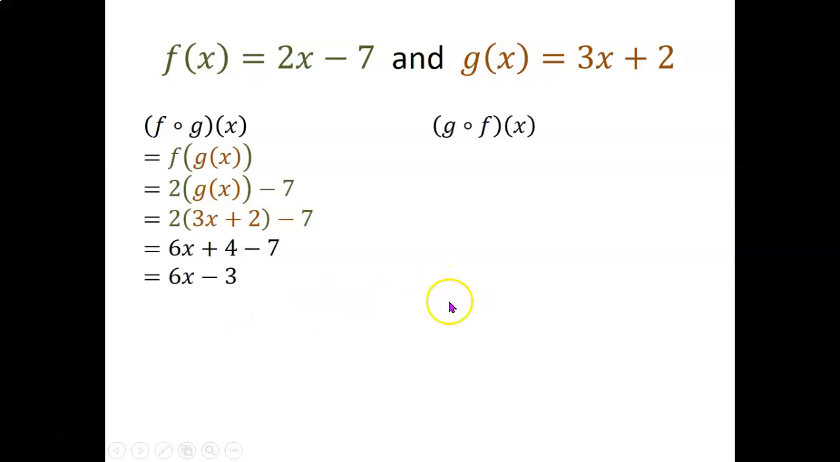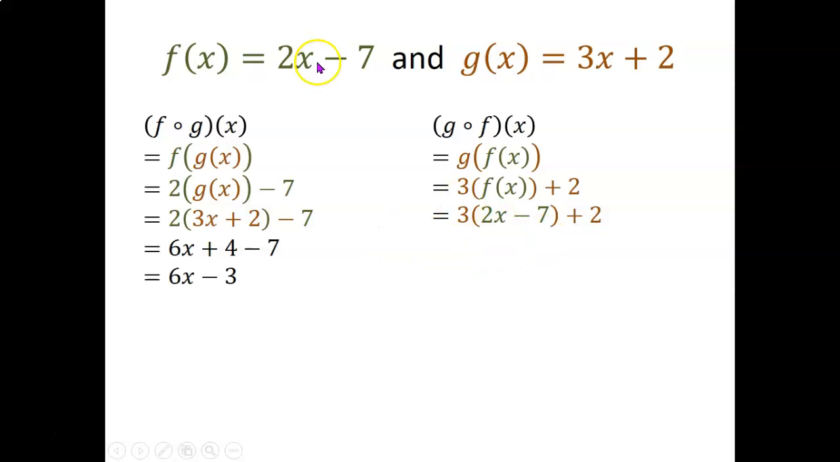Now let's try it in the other order, g composed with f of x. So that means g of f of x. G of anything is 3 times that anything plus 2. So g of f of x is 3 times f of x plus 2. And that means 3 times 2x minus 7 plus 2, which would be 6x minus 21 plus 2, which would be 6x minus 19.